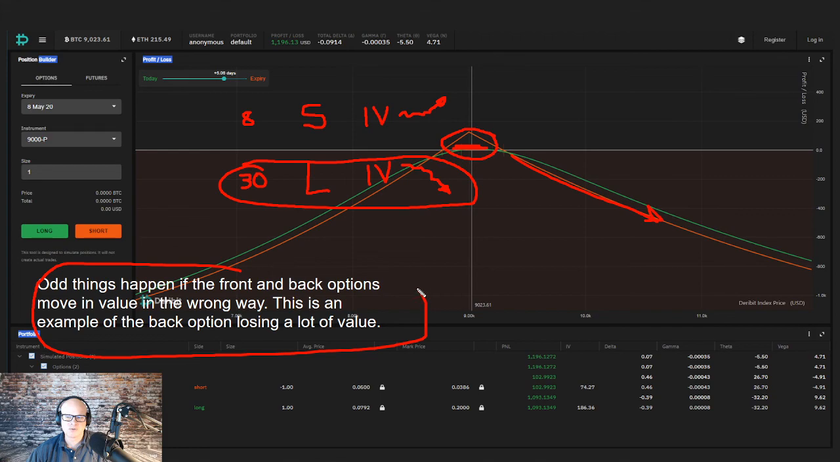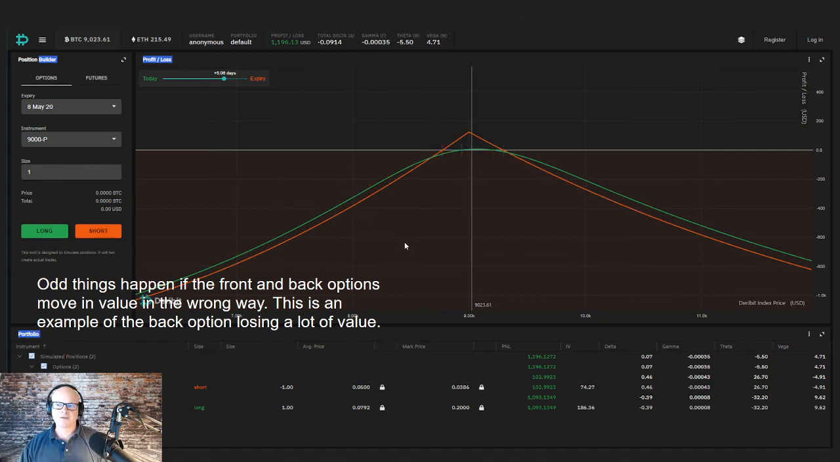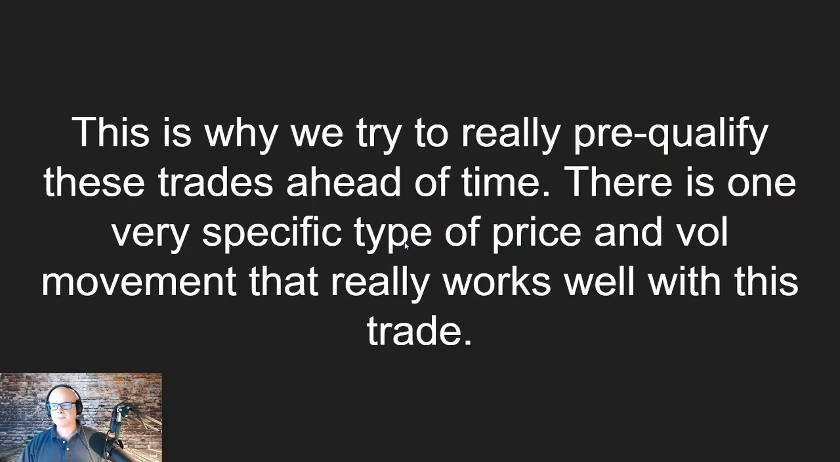Time spreads will make you a better trader because it forces you to look at things from many different angles and anticipate what's happening, not only with the price, but with the time, and also the volatility. You'll become a much better trader if you focus on time spreads. So this is why we try to really pre-qualify these trades ahead of time. There's one very specific type of price and volatility. There's one application for this trade.